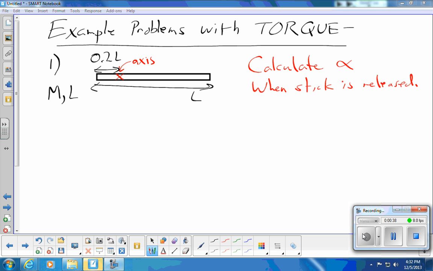And we're asked to calculate the angular acceleration of the stick when it is released, meaning I let go of it and it's in this position, but it begins to move. It has an angular acceleration about that axis. Okay, how do we do this?